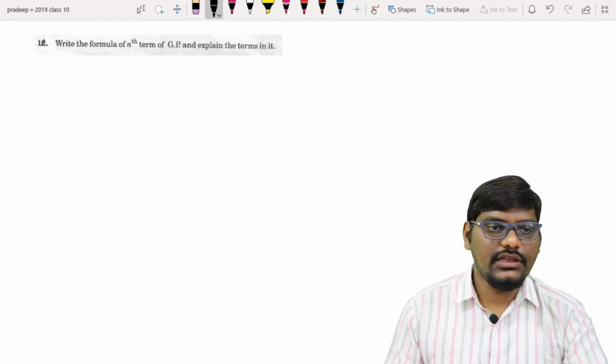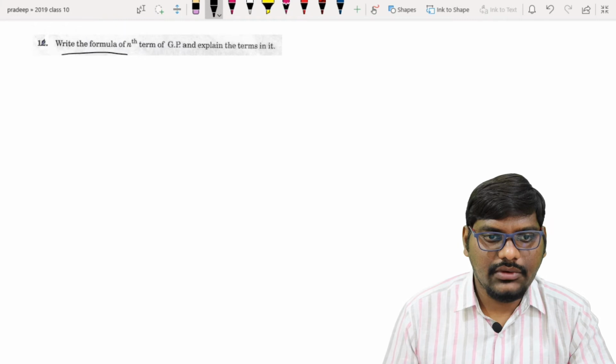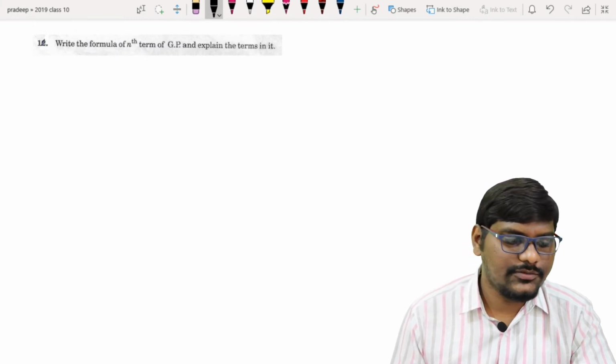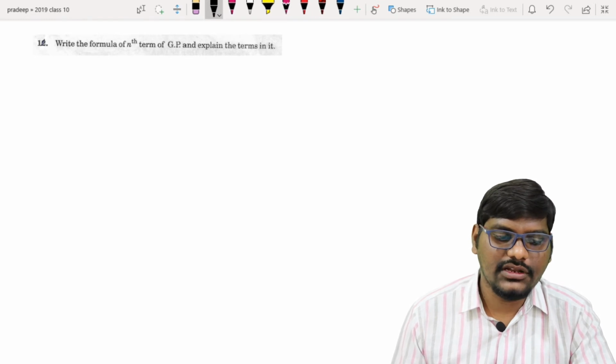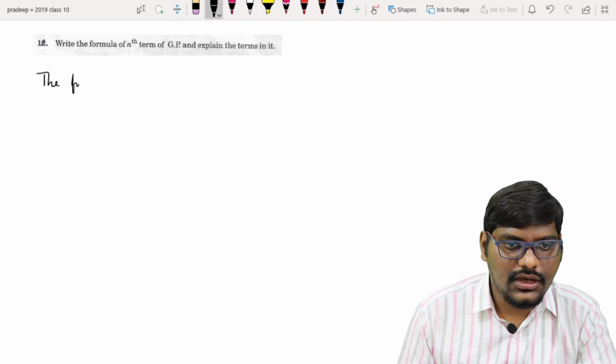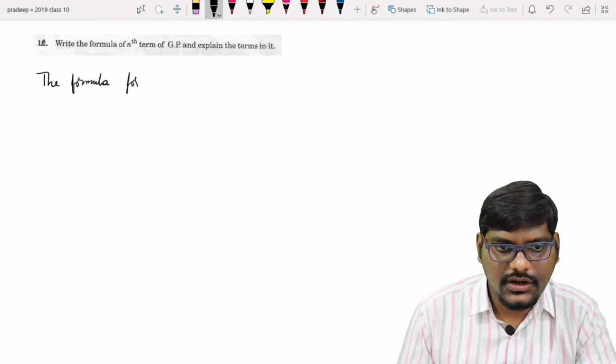Let's see question number 12. The question says, write the formula of nth term of GP and explain the terms in it. So they're just asking to write the formula, nothing to do. So let's see this. So the formula for nth term of GP. What it is? What is the formula for GP?